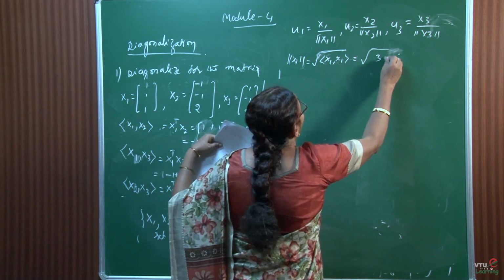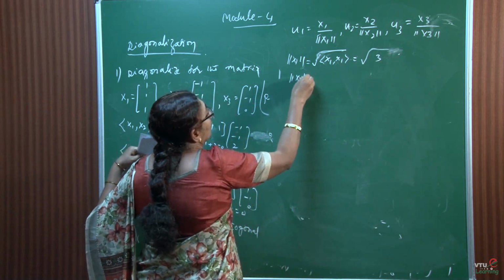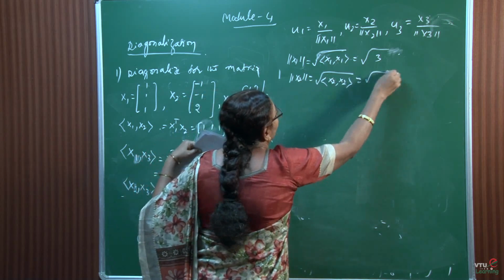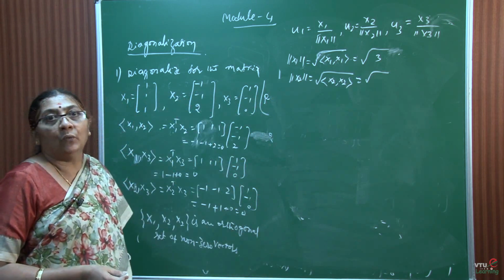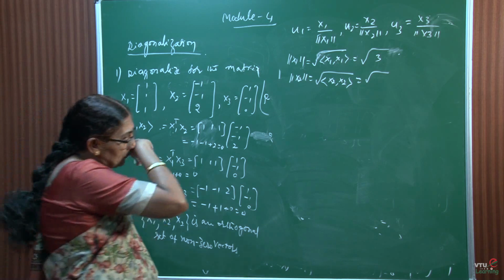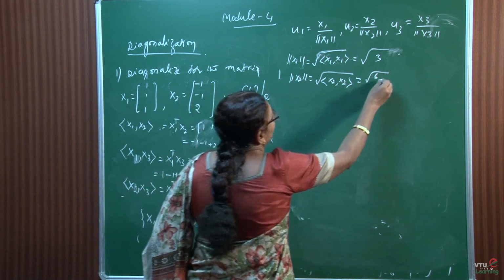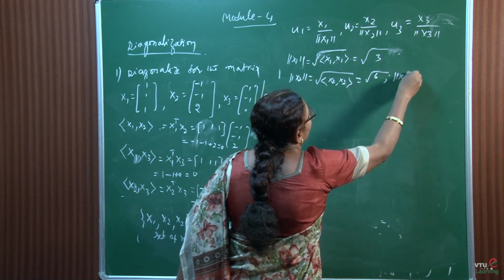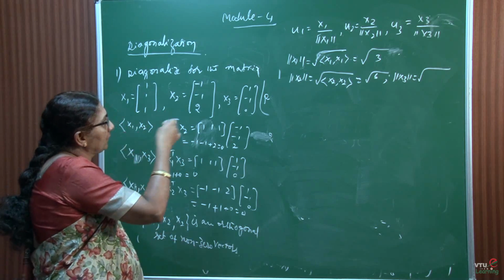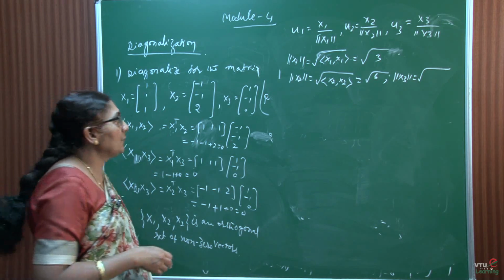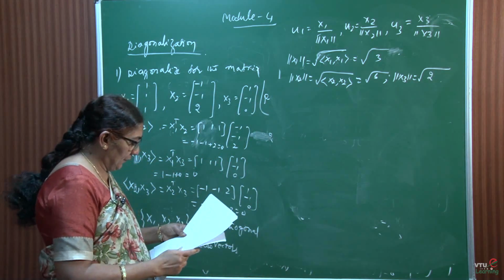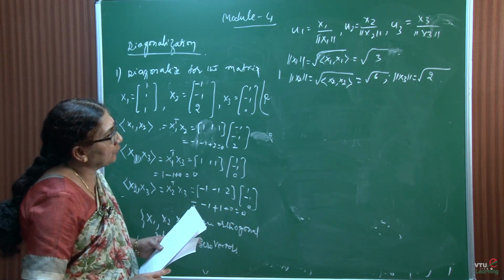Root 3. Similarly, I have to find the norm of x2. The square root of the inner product of x2 comma x2 is nothing but the square root of the square of each value: 1 square plus minus 1 square plus 2 square, 1 plus 1 plus 4. We get 6. And also the norm of x3 is nothing but the square root of the inner product of x3 comma x3, which is 1 square plus minus 1 square, we get root 2. Yes, these are the values. So we have root 3, root 6 and root 2.